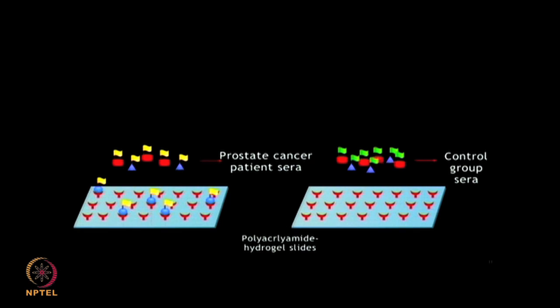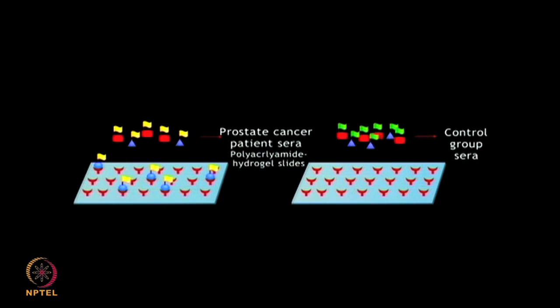The left slide is probed with the prostate cancer patient sera and the right one is used with the control group sera. From this study, 5 proteins were shown to have significantly differential expression in the prostate cancer patients as compared to the control group. Von Willebrand factor (VWF) protein was found to be elevated, and the remaining 4 proteins were down-regulated as compared to the control group.